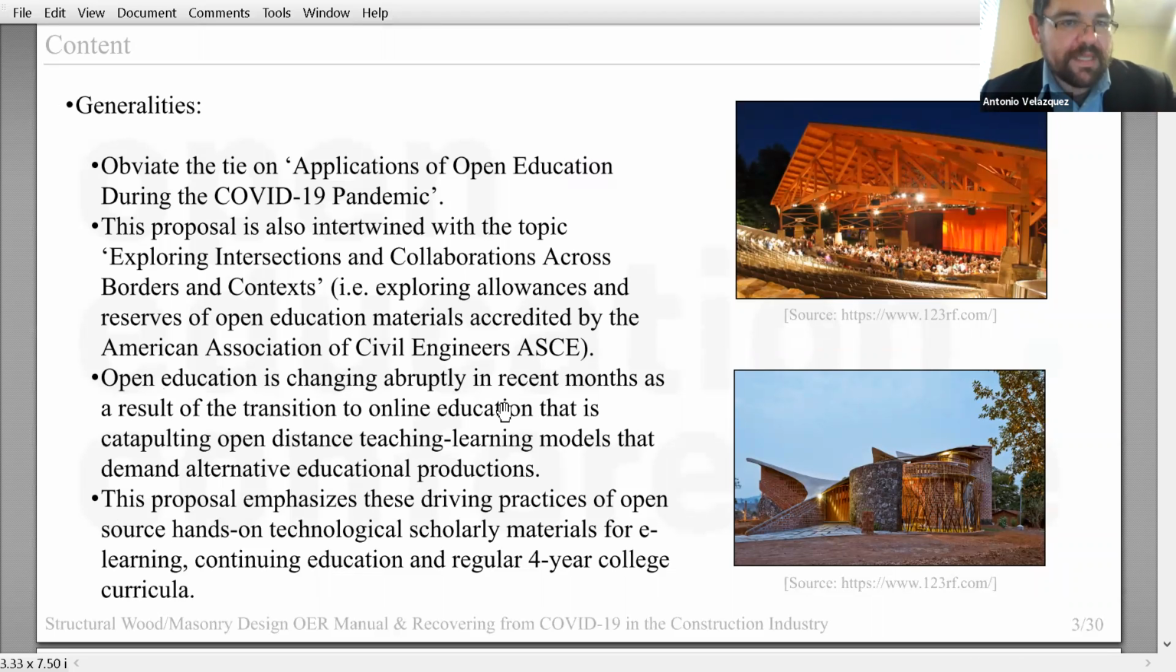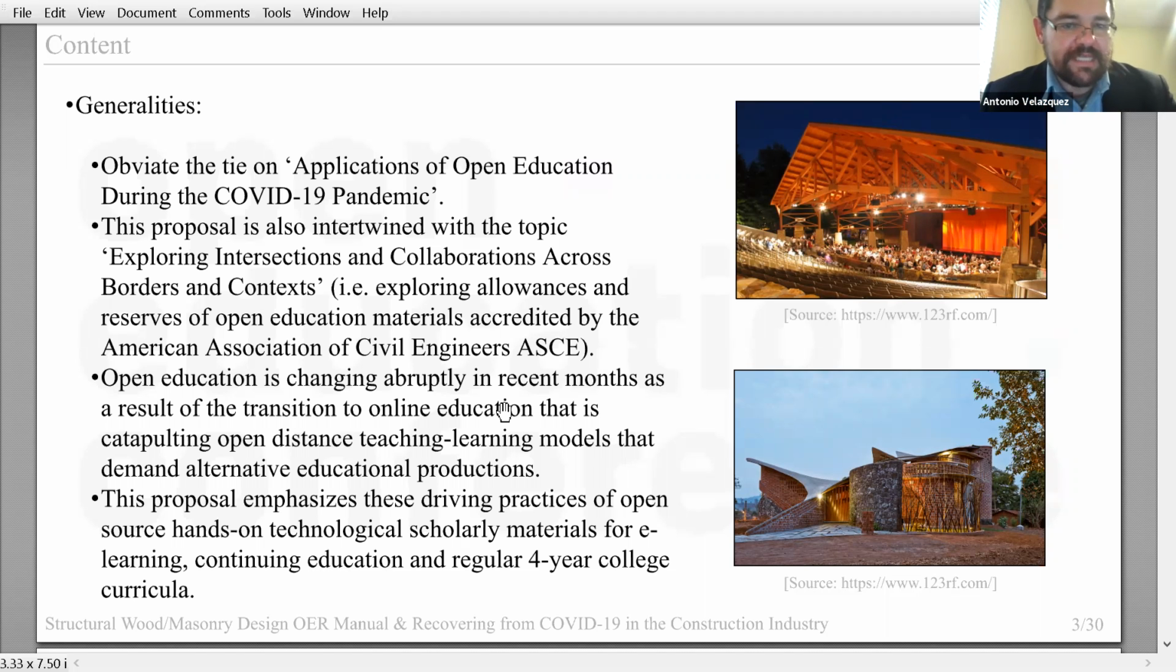Generalities of the talk: we want to showcase a type of application of open education principles during COVID-19. The proposal is also intertwined with the conference theme, exploring intersection and collaboration across borders and contexts. So this talk is very specific to civil engineering. It's not mainly focused on general education, but mostly on this niche of civil engineering that I'm talking about.